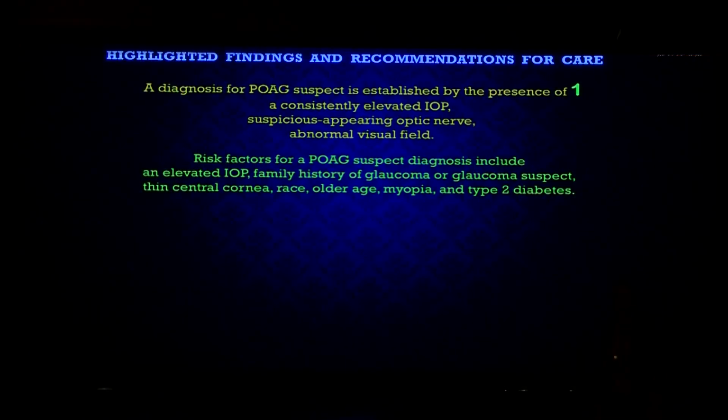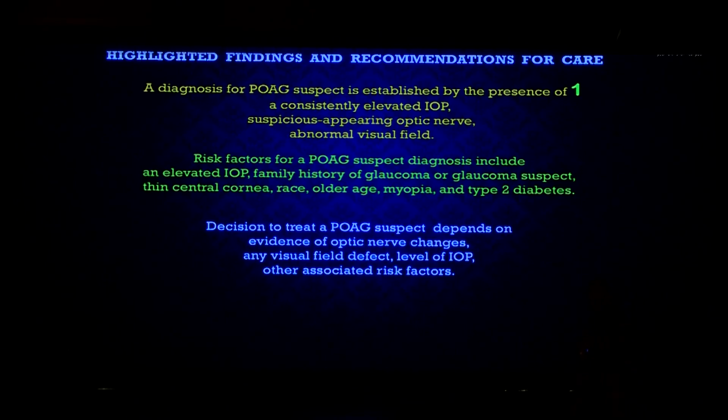So the highlighted findings and recommendations for care are: a diagnosis of primary open-angle glaucoma suspect is established by the presence of, number one, a consistently elevated intraocular pressure, suspicious appearing optic nerve, abnormal visual field. The risk factors for a primary open-angle glaucoma suspect diagnosis include an elevated intraocular pressure, family history of glaucoma or glaucoma suspect, thin central cornea, race, older age, myopia, and type 2 diabetes. Decisions to treat a primary open-angle glaucoma suspect depend on evidence of optic nerve change, any visual field defect, level of IOP, and other associated risk factors.